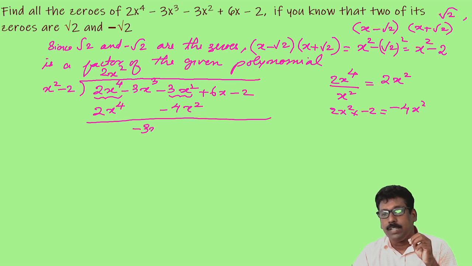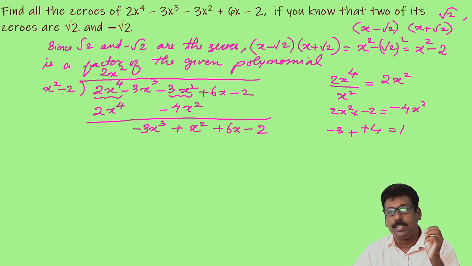So negative 3x cube. Now what is negative 3 minus negative 4? It is plus positive 4. So you will get 1, no need to write the variable only, x square. The remaining terms you get out. This you know how to divide it.